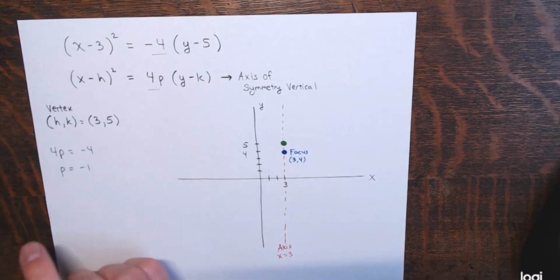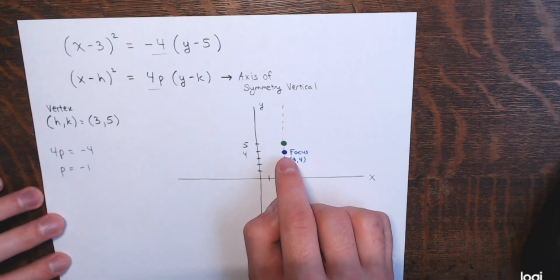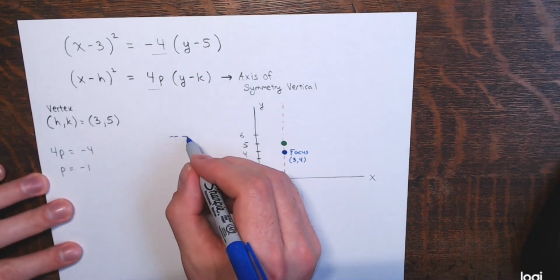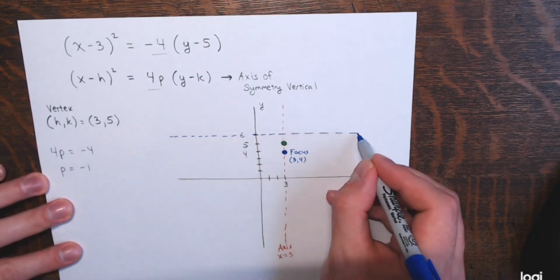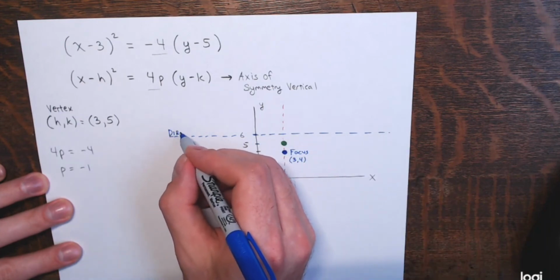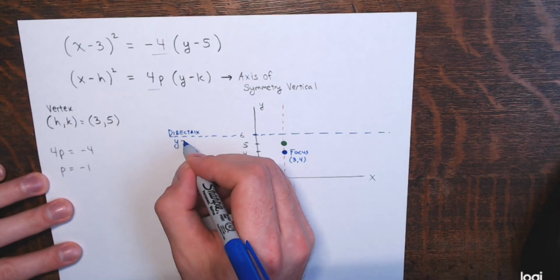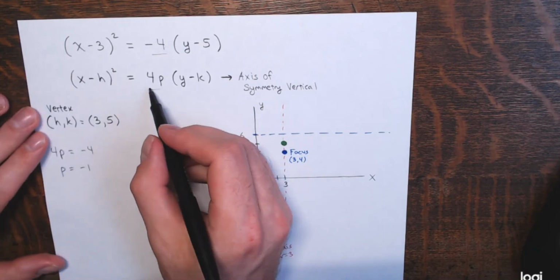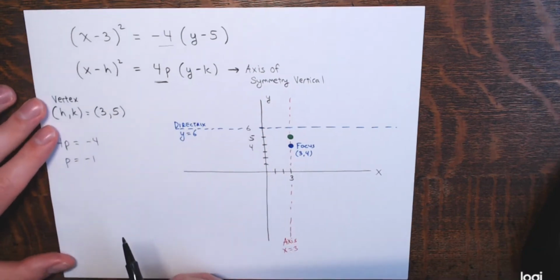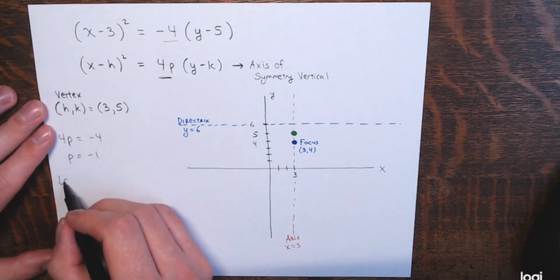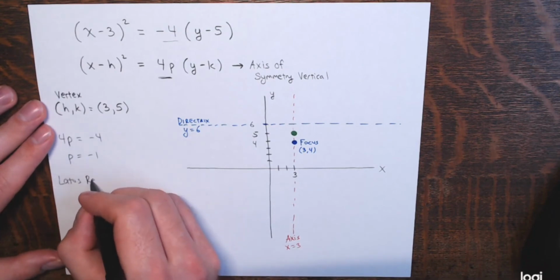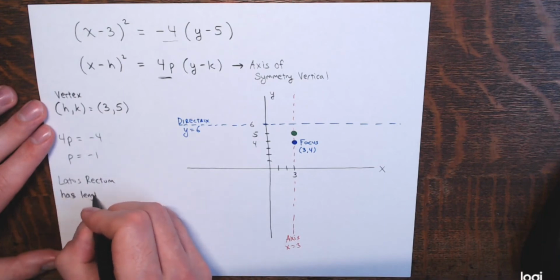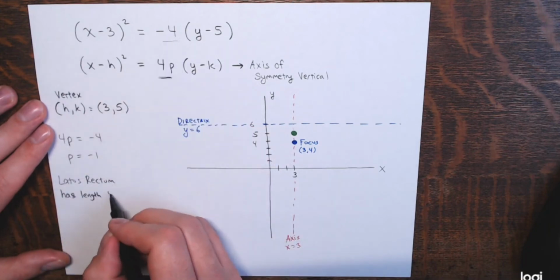If the focus is 1 unit below the vertex, then the directrix is 1 unit above the vertex, and remember, it's going to be a horizontal line, perpendicular to the axis of symmetry. So the directrix would be the line y equals 6. Now for the ends of the latus rectum, remember that whatever 4p is, just make it positive, do the absolute value. That's how long this latus rectum will be. So the latus rectum will have a length of 4p, which is negative 4, so 4 units. Just make it positive, 4 units.